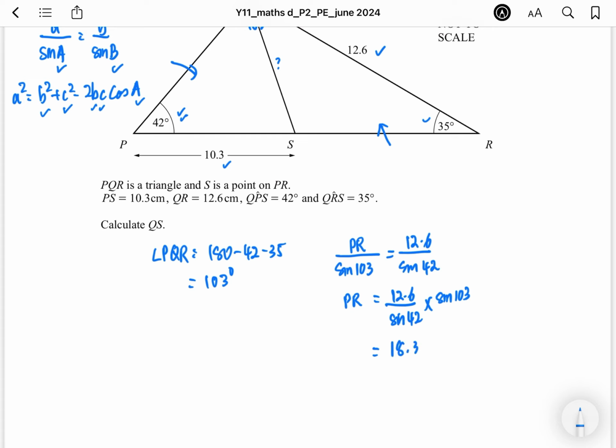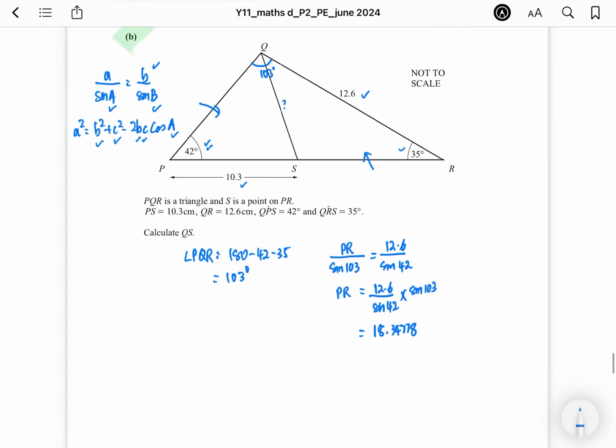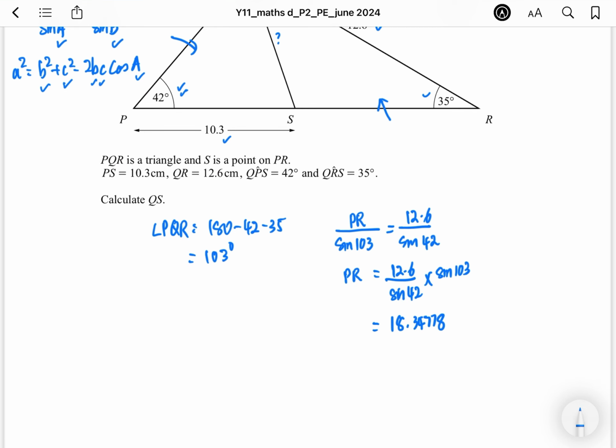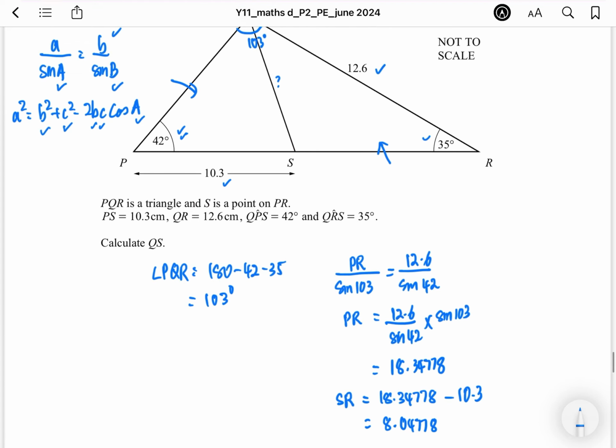Again, this is not your final answer, so don't write it off yet. So I have enough digits there. Finding my PR, that means my SR would be 18.34778 minus 10.3, which is 8.04778.